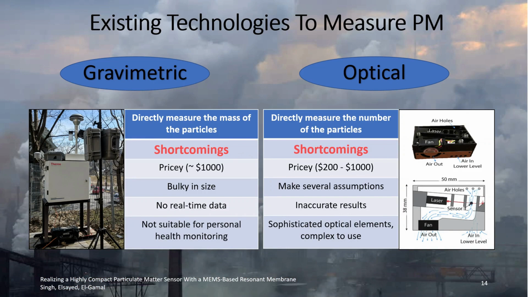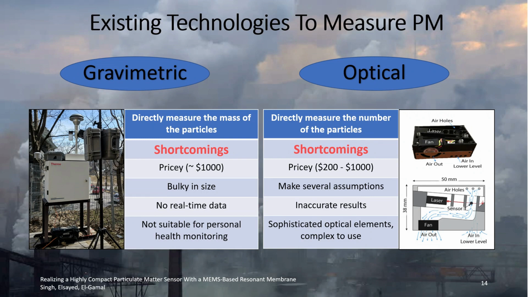Now there are two existing technologies which can measure PM. They are classified as gravimetric and optical. Now gravimetric methods, in this you directly measure the mass of the particles. So what you do is you collect particles over a tape and then you take that tape to the lab and measure the amount of particles. You can do this for every hour, daily, or over a week.